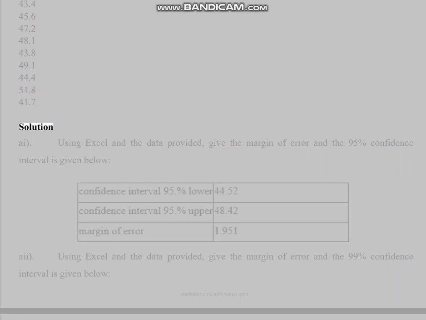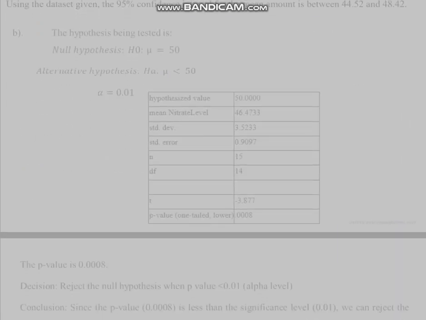Solution. A1. Using Excel and the data provided, give the margin of error and the 95% confidence interval, given below. A2. Using Excel and the data provided, give the margin of error and the 99% confidence interval, given below. Using the dataset given, the 95% confidence interval for the mean amount is between 44.52 and 48.42.